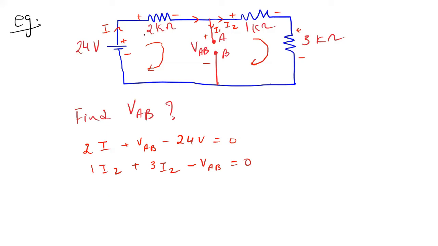And the third, if you want the whole loop also, you can write again: 2I plus 1 I2 plus 3 I2 minus 24 volts is 0. Now you have to solve these equations. Here we have I is equal to I1 plus I2. So solving these you will get VAB.